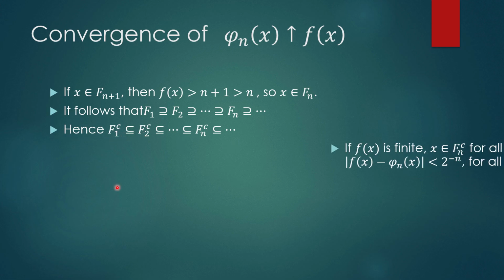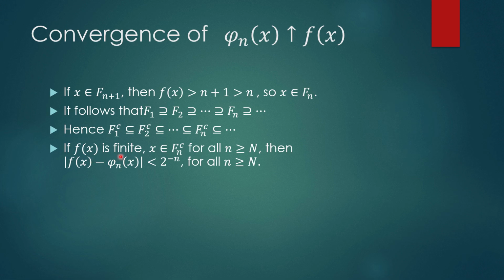If f of x is finite, then x belongs to F_n complement for all n greater than or equal to capital N. After some step, x should be a member of the complement of F_n. In that situation, you can easily verify that the modulus of f of x minus phi n x is strictly less than 1 by 2 to the power n for all n greater than or equal to capital N.